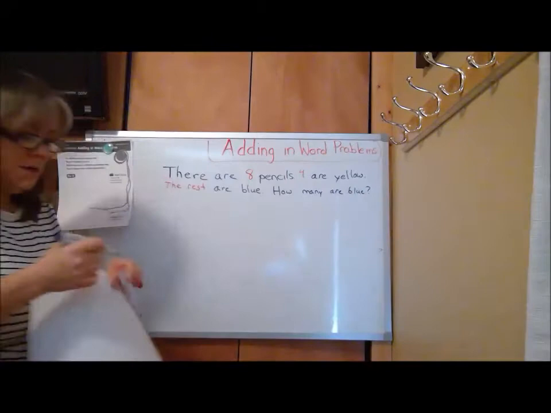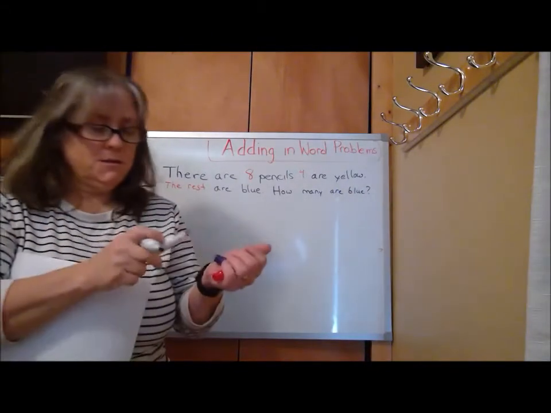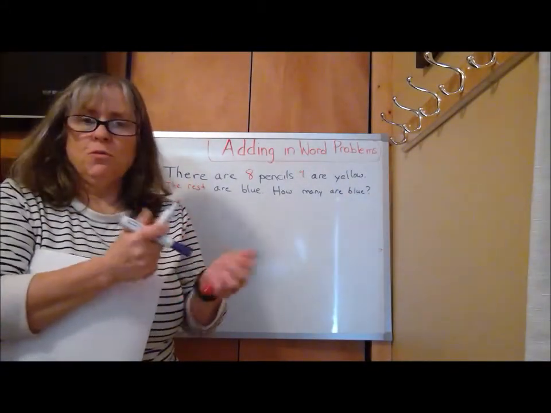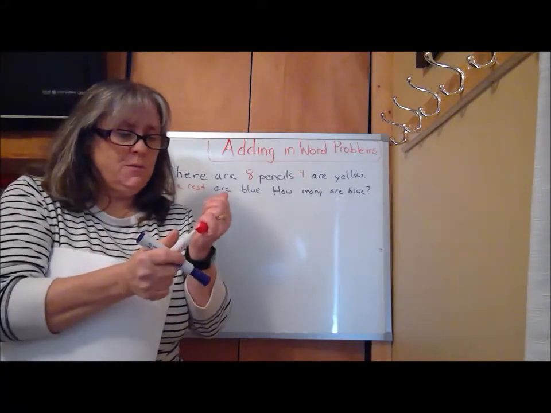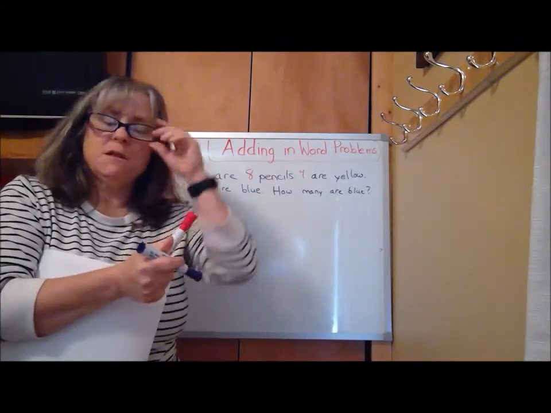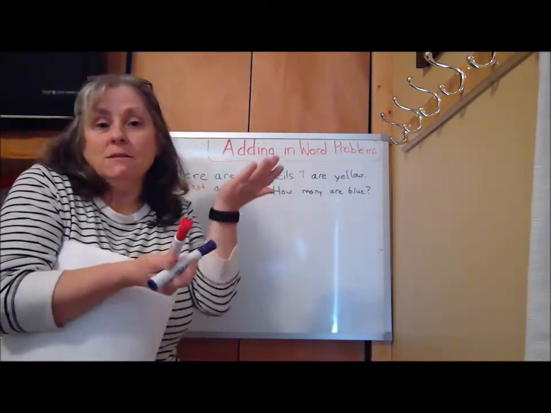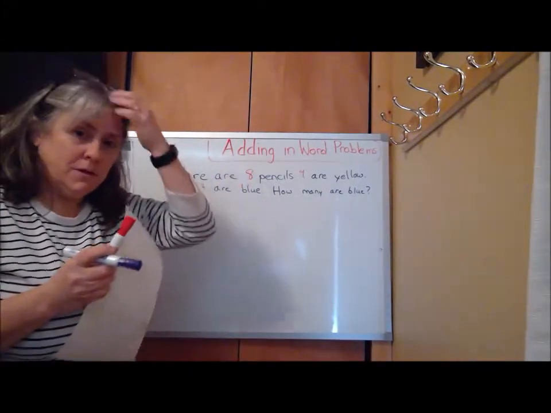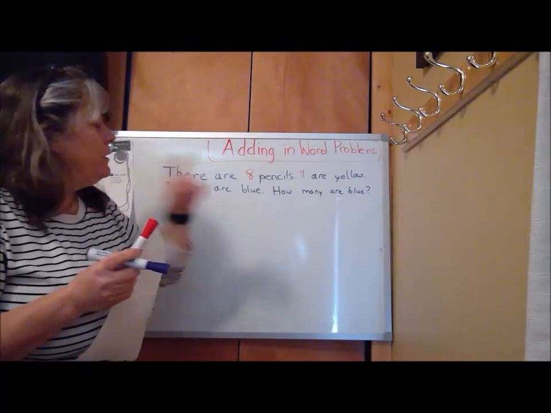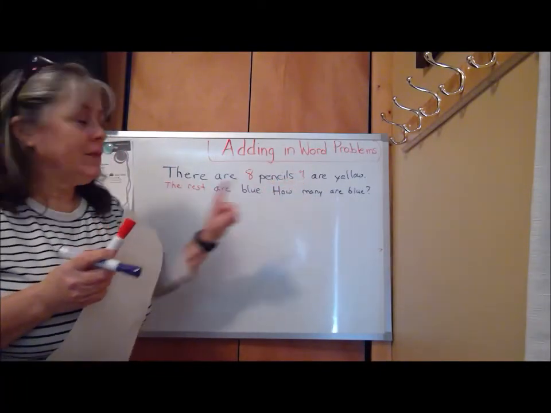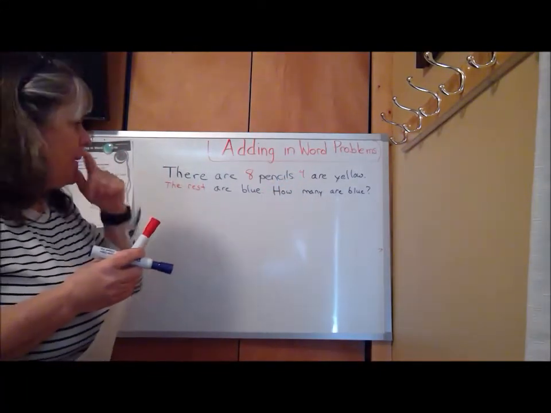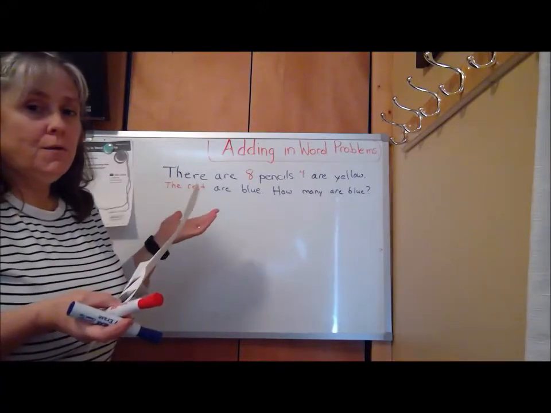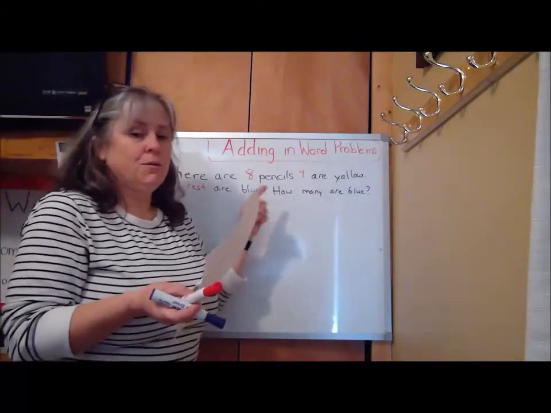All right, so let's do the same thing we always do. We're going to ask those same questions. So what are we talking about this time? Last time we were talking about jumping rope. This time we're talking about pencils. What do we know? We know there are 8 pencils altogether. We know that 4 of them are yellow. And we know the rest are blue. What do we want to know? We want to know how many are blue.